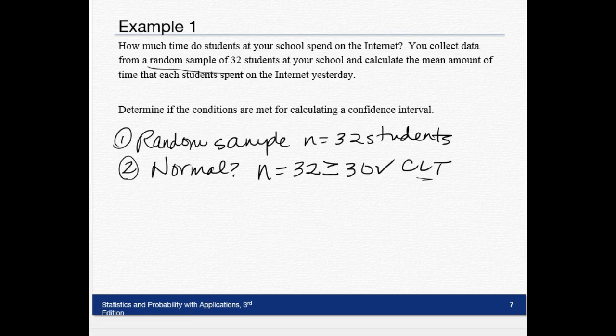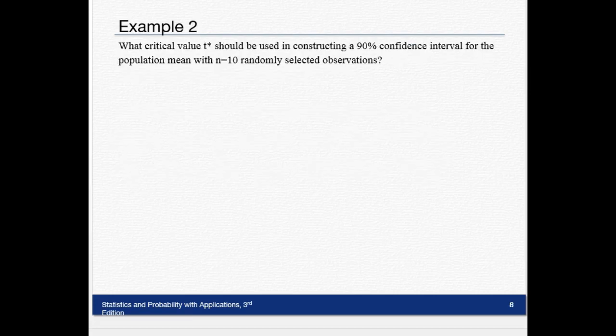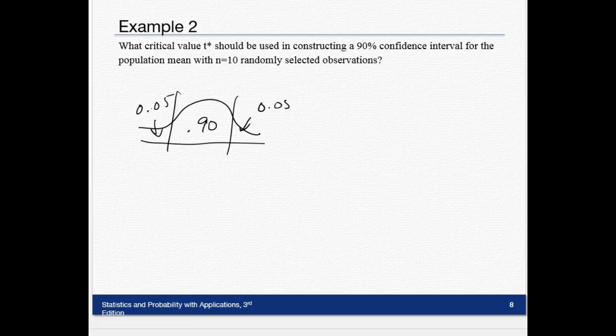All right? Number 2, what critical value t star should be used in constructing a 90% confidence interval for the population mean with n equal to 10 randomly selected observations? So we're going to do the same steps we did for z star. Draw the curve, put 0.90 here. That means that 0.10 is left, so this is 0.05, and this area over here is 0.05.